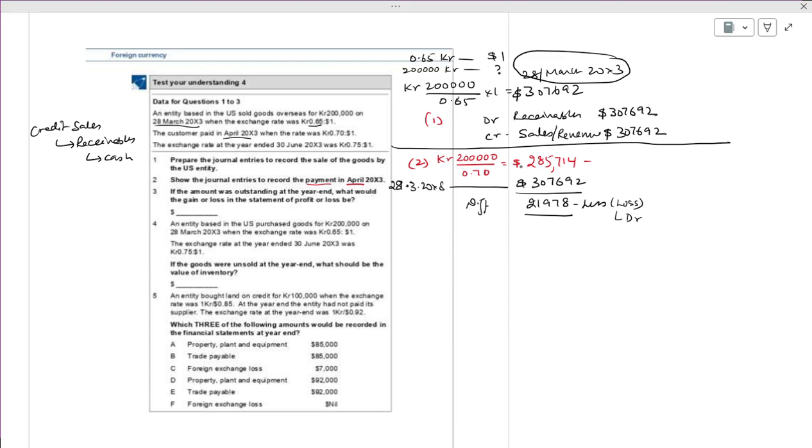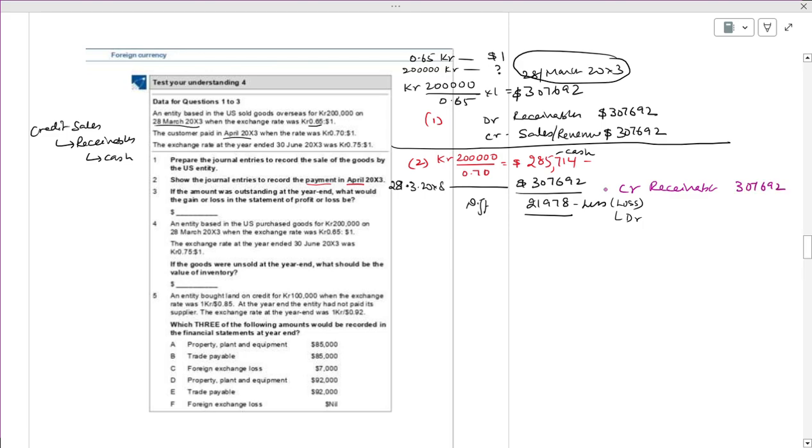Is it right? We have to make debit. How much are we receiving in cash? We are receiving cash of 285,714. Receivables, how much have we done? See, first you have to make receivables credit, because is that receivables credit? How much is the receivables?